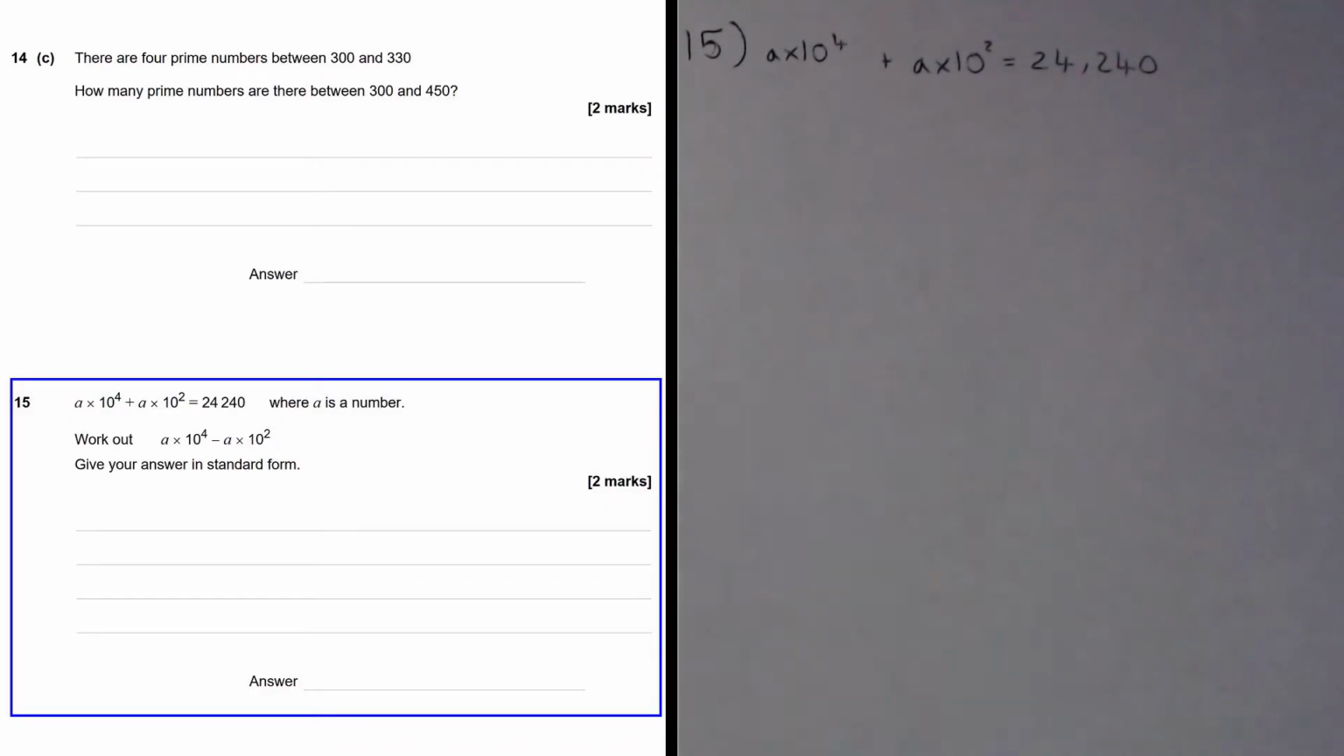In question 15, we are given this complicated expression here, where a is a number, and we are asked to work out a times 10 to the 4 minus a times 10 squared, and give our answer in standard form.